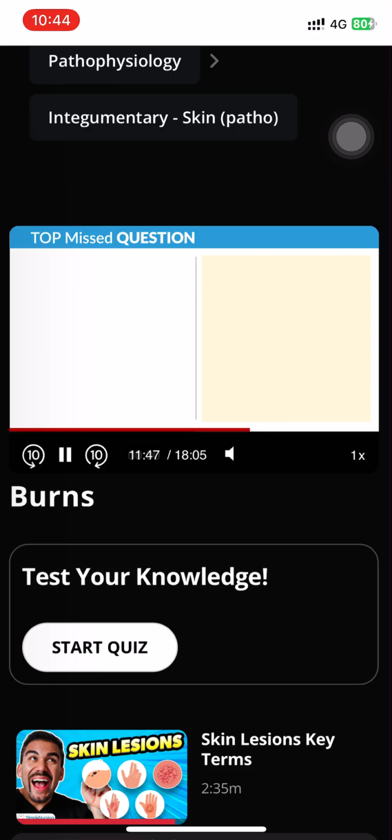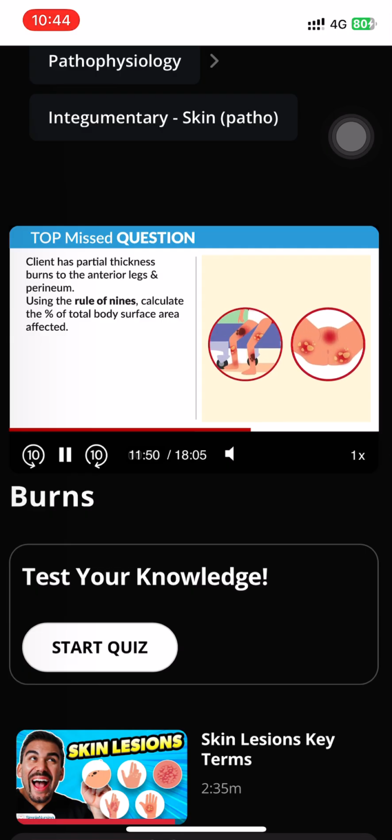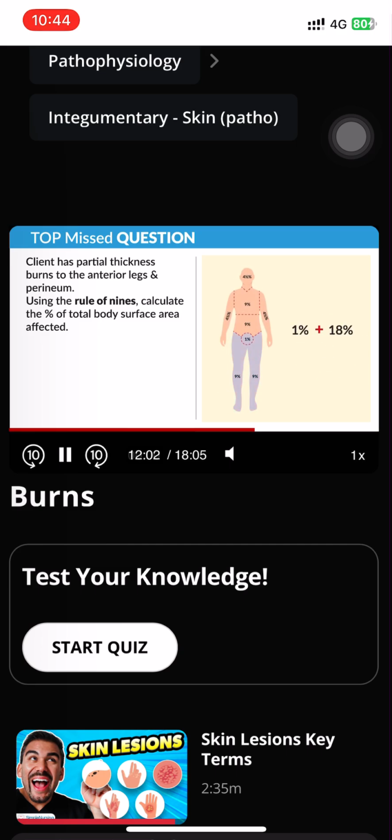Now the next top missed question. The client has partial thickness burns to the anterior legs and perineum. Ouch. Using the rule of nines, calculate the percentage of total body surface area affected. Okay, so anterior legs and perineum, which includes that measly little 1% for the peri area, womp womp womp, and 18% for the right and left leg, since only the anterior is affected, or the front. So the answer is 18 plus 1 is 19%.